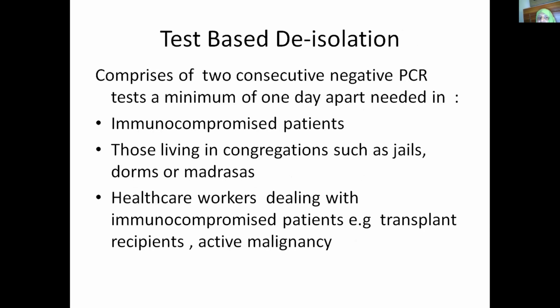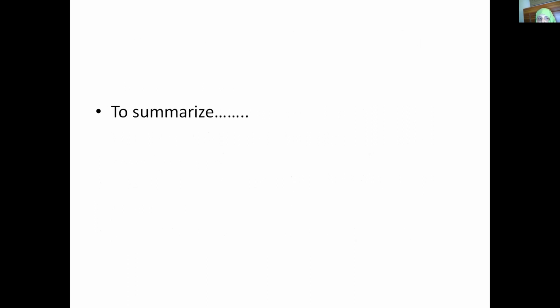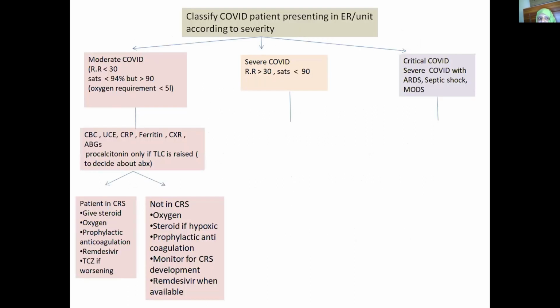The only places where it is required is in immunocompromised patients, those living in congregations such as jails or dormitories or madrasas, and healthcare workers dealing with immunocompromised patients, for example, transplant recipients and active malignancy. So to summarize, first, you have to classify the patient into either moderate, severe, or critical COVID based on their oxygen saturations and their respiratory rates and their clinical condition.